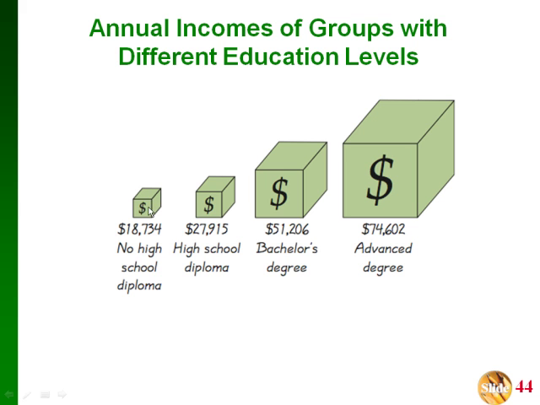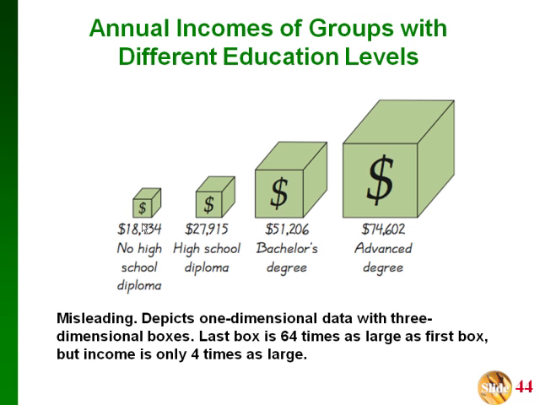So here's an example of something that was using volumes. Notice that in this case the upper edge of this cube might be the 18,734, and the upper edge of this would be the 74,602. But the difference between these, the smallest and the largest, looks much bigger because of the fact that a cube was used. So the volume of this cube is much bigger than the volume of this cube, and it exaggerates the difference between the two.